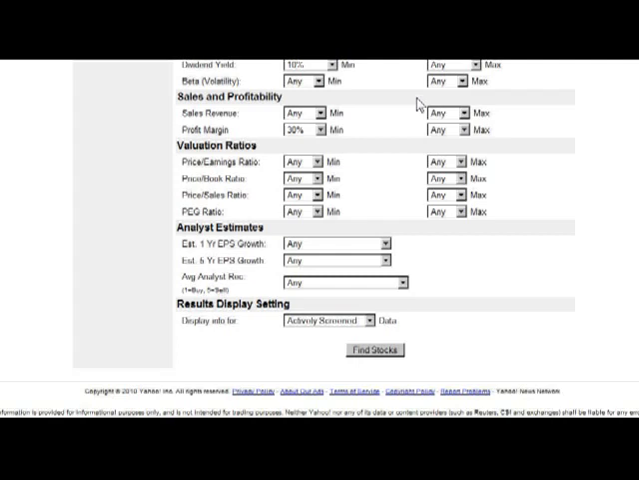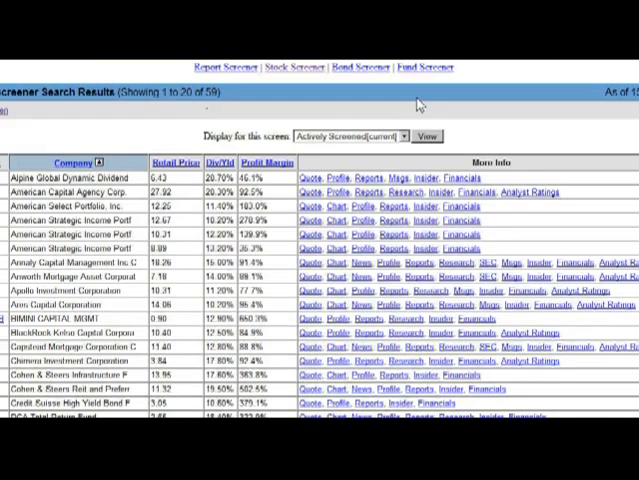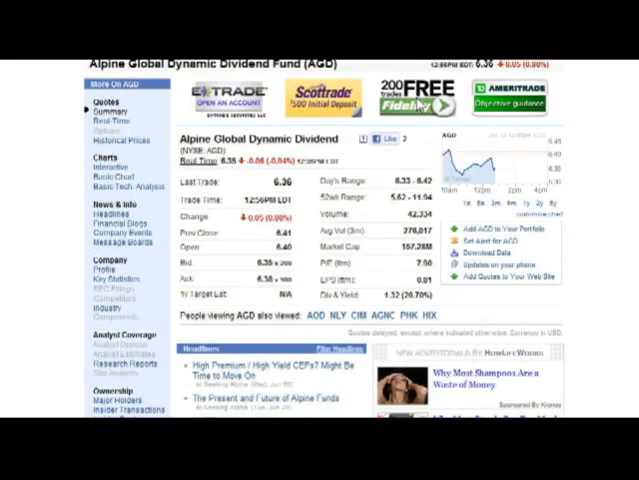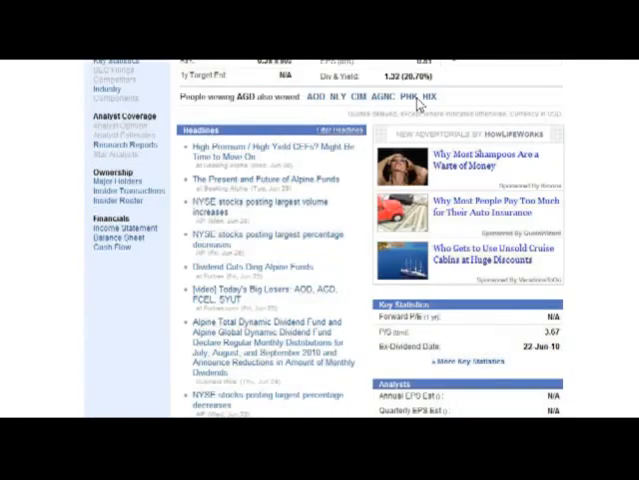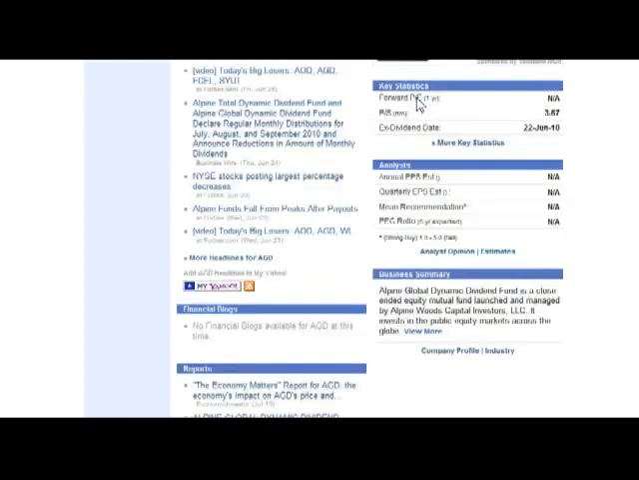We're going to go from the top down. First one's AGD, and that sounds like a fund. This is a fund. Okay. Now it's claiming 20%. And it's a closed-end fund, which means they don't buy more shares. What they've got is what they've got. And it's only $6. They're claiming $1.32.